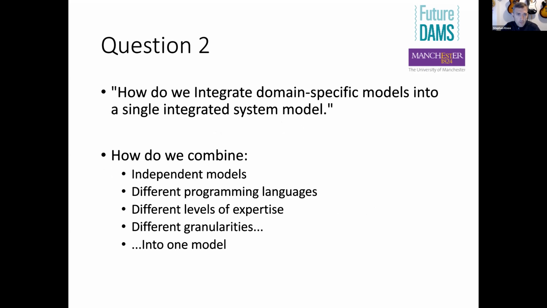The second question is, how do we integrate domain-specific models into a single integrated system model? What we mean by that is, we take, for example, a water model and an energy model, which might be developed completely independently by people speaking different languages, using different programming languages with different levels of expertise, at different granularities. One might be daily, one might be monthly. And how do we take those and combine them into a single model to create a better understanding of this system as a whole?